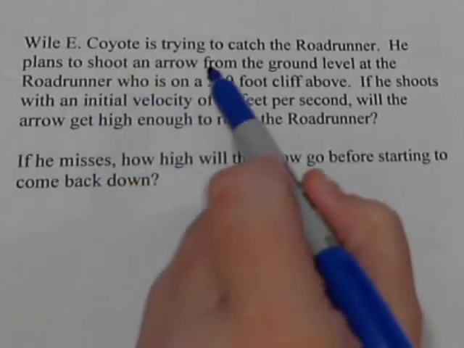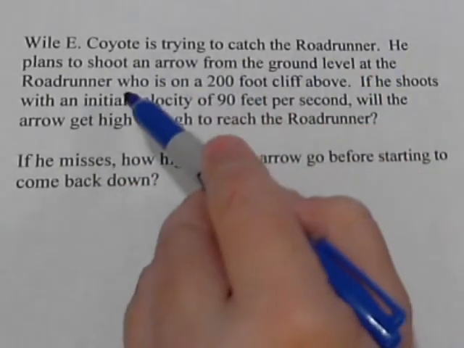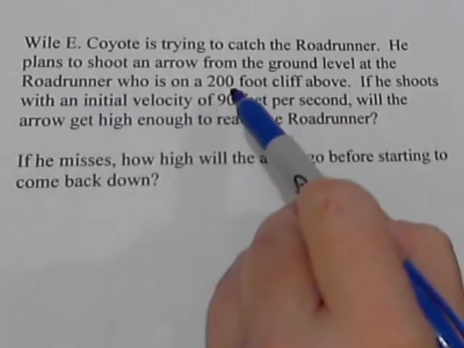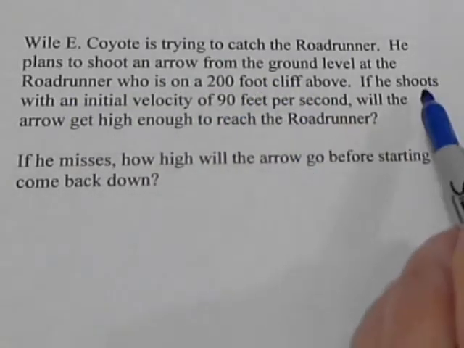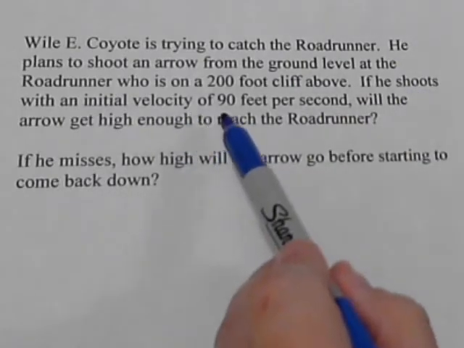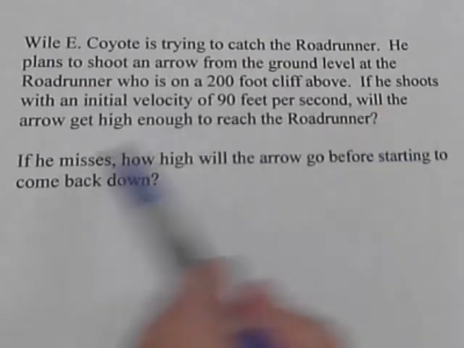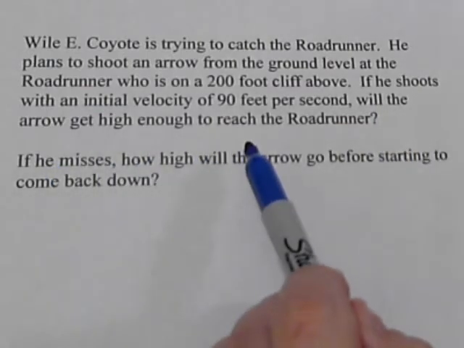Okay, Wile E. Coyote is still trying to catch the Roadrunner. This time he's going to shoot an arrow from the ground up at the Roadrunner, who's on a 200-foot cliff. He shoots the arrow with an initial velocity of 90 feet per second. So we've got a couple of questions here. Number one, will the arrow get high enough to reach the Roadrunner?